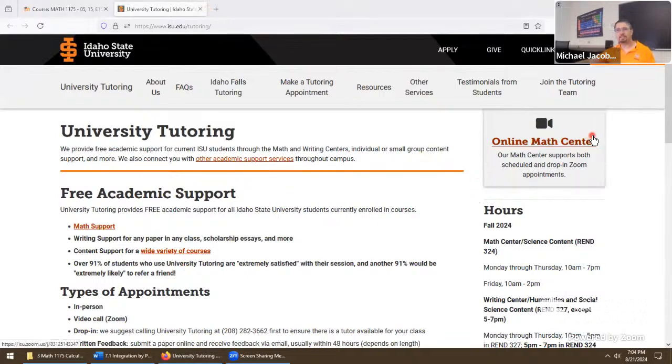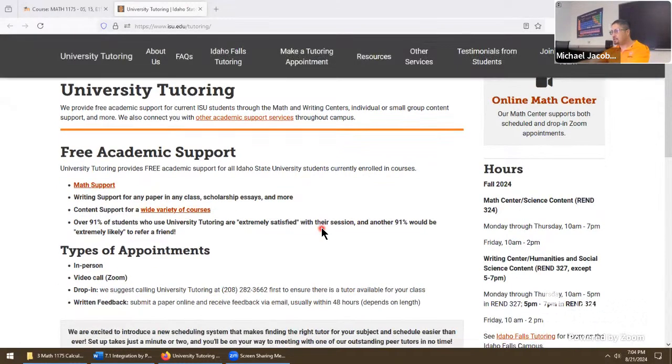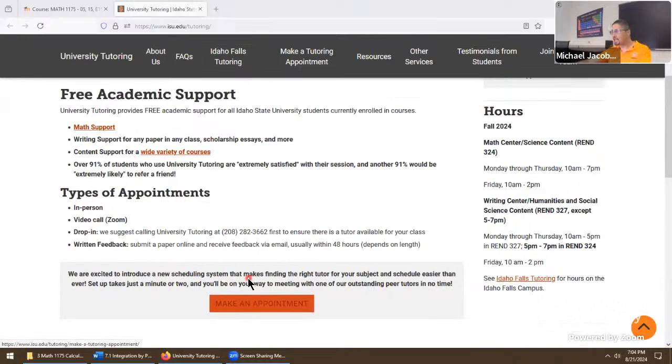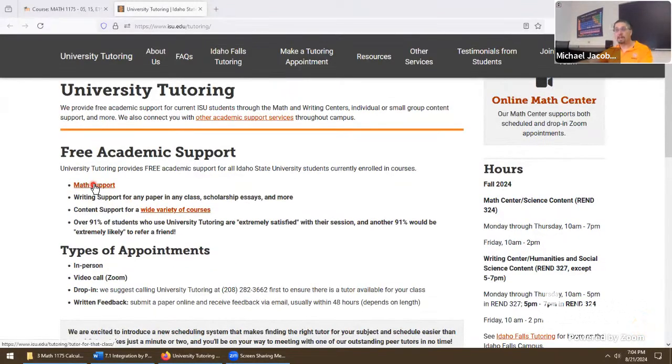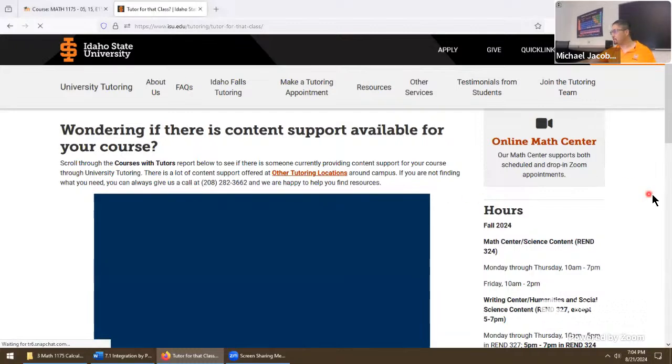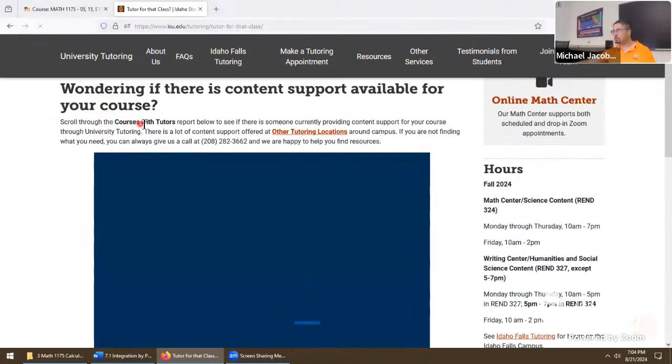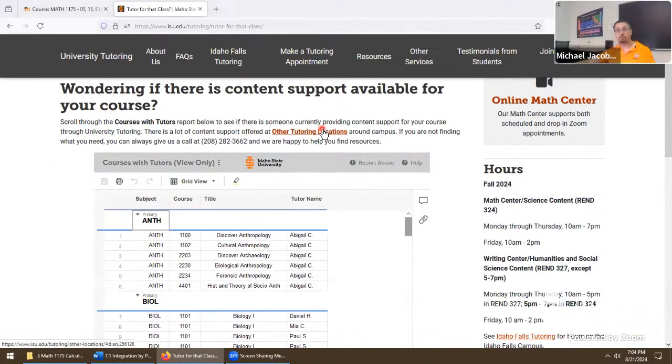There are other things you can take a look into. You might use the online math center. And you can also, let's see here, schedule appointments, things like that. Clicking on math support takes you to a huge Excel style web sheet. And here it says you can scroll through course tutors below to see if someone is currently tutoring for this course.